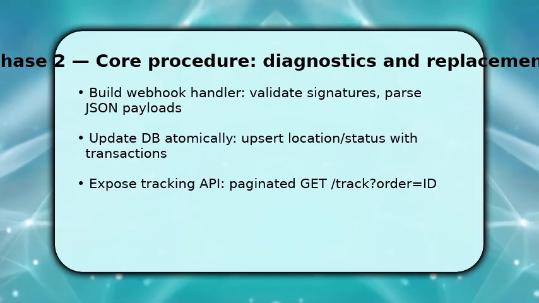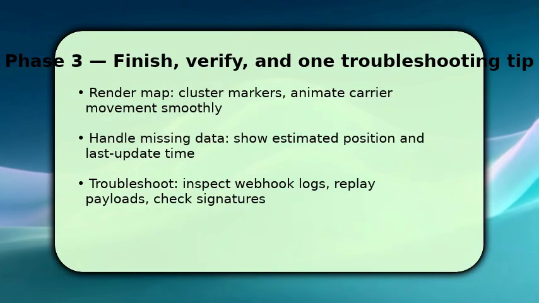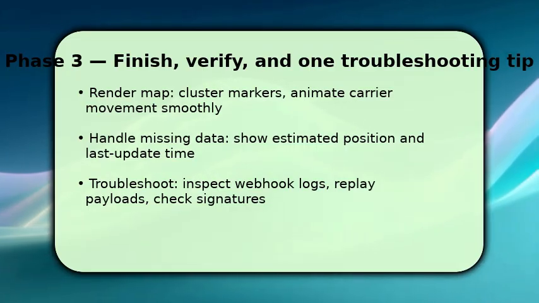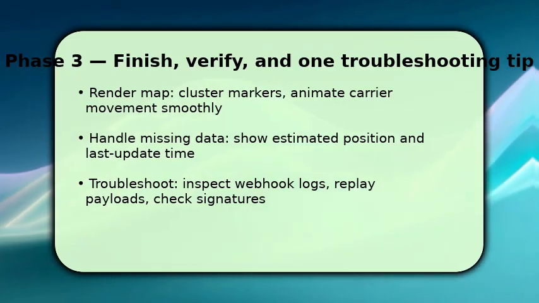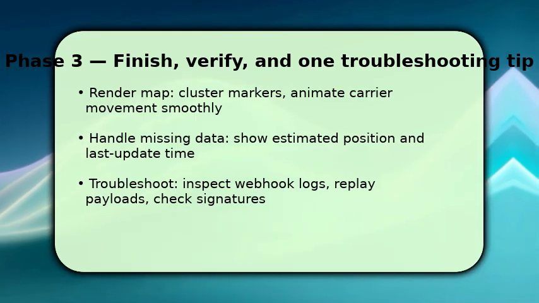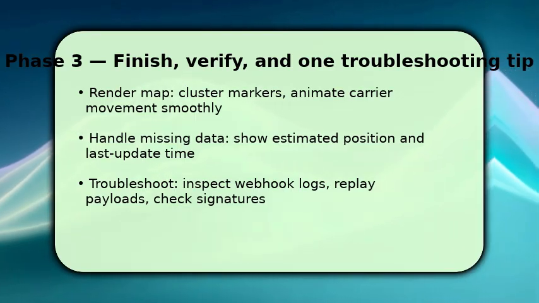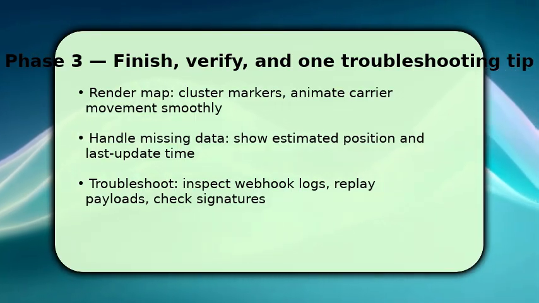Finish by wiring the front end. Subscribe to a socket or pull the tracking API and render the carrier on a map, animating movement between points for clear UX. If location gaps occur, display estimated position and last update time to set expectations.